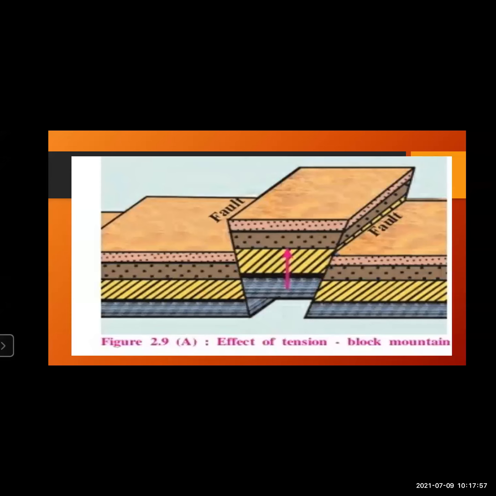And because of this fault, what happened? You can see there is a rise of different landforms. Now this is the block mountain. Okay, what you can see here is the block mountain. Now, what is this block mountain?